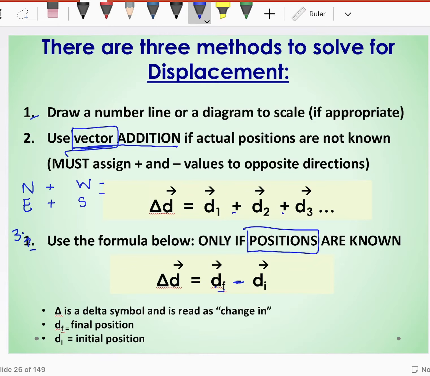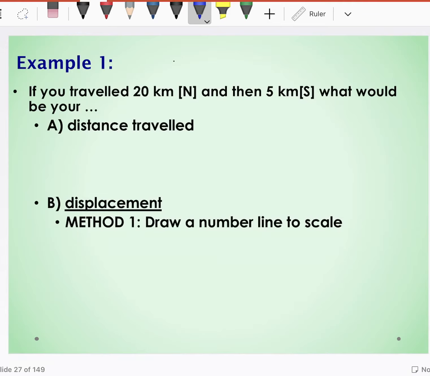So again, F means final, I means initial. This triangle you're going to see pop up throughout physics. It's called a delta symbol, and it simply means change in. Okay? All right, so example 1.